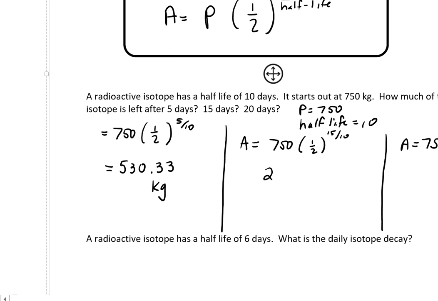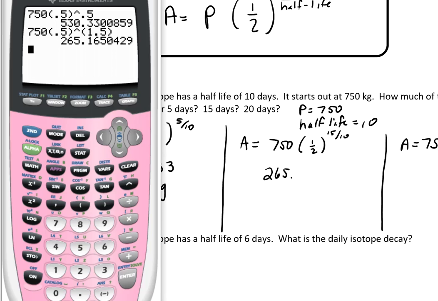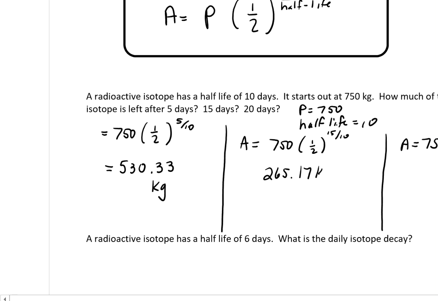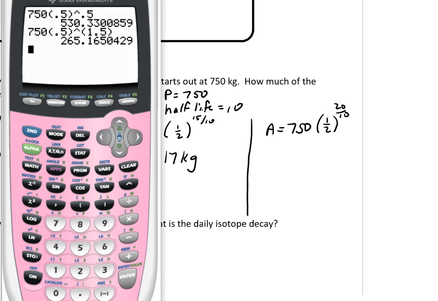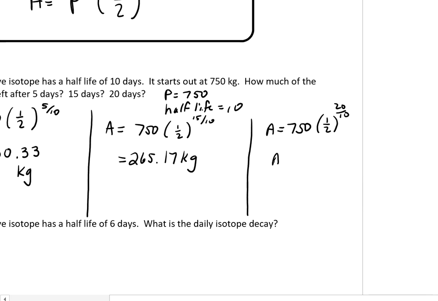265.17. And last but not least, this one I'm just going to do 750 times 1/4, because 1/2 squared is 1/4. 187.5. Okay.